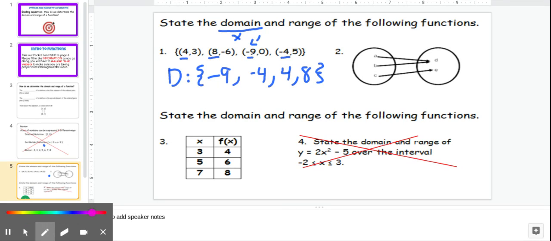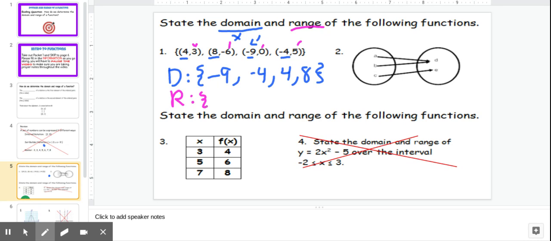Then the next thing they're going to ask us is to find the range. The range are our y values, which is this number, this number, this number, and this number. So we write them from least to greatest. I'm going to use an R to represent range. Put my brackets. Smallest number is 6, and then we have 0, and then 3, and then 5. So that's really all they're asking for when they're asking for your domain and range. You're just listing the numbers that are present in that function.